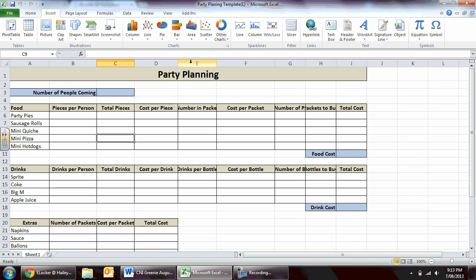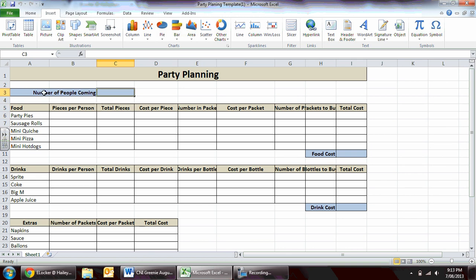So, information we need to put in. Firstly, background. This is a way that you can work out how much a party is going to cost for you to hold. So you'll need to put in some information and some formulas. Some I'm going to tell you, some I'm not. So I'm going to need you to think a little bit as well as just completing what information I tell you.